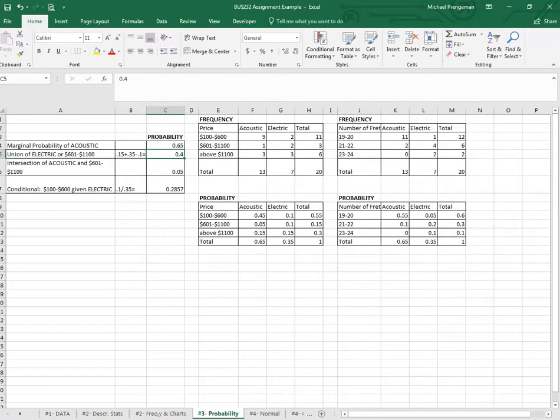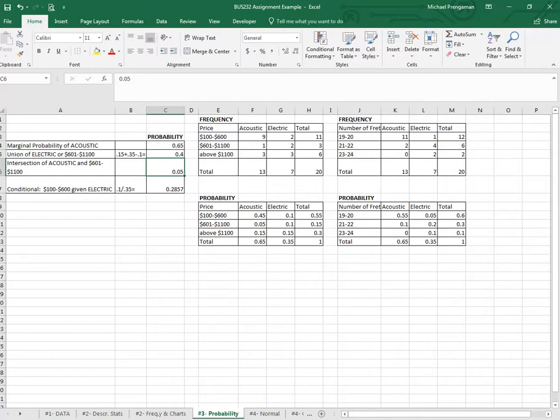So therefore our formula is 0.15 plus 0.35 minus 0.1 gives me a 0.4 probability of being electric or $600 to $1,100 or both. The next is to demonstrate an intersection of probabilities. In this case, the intersection of an acoustic guitar and $600 to $1,100 would be the intersection of that column with that row, which is 0.05, as we've noted here.